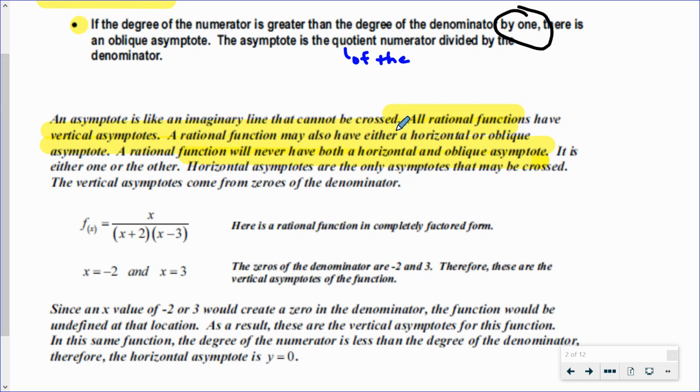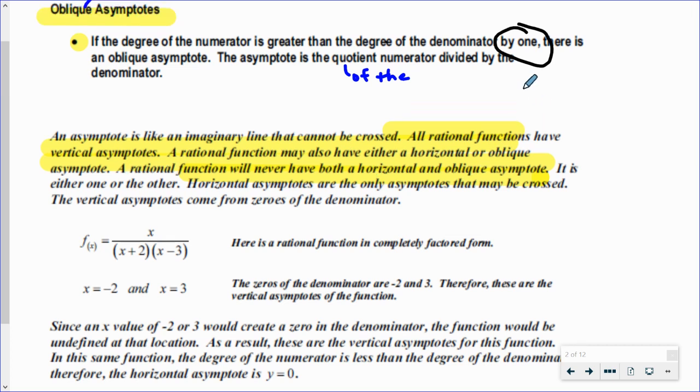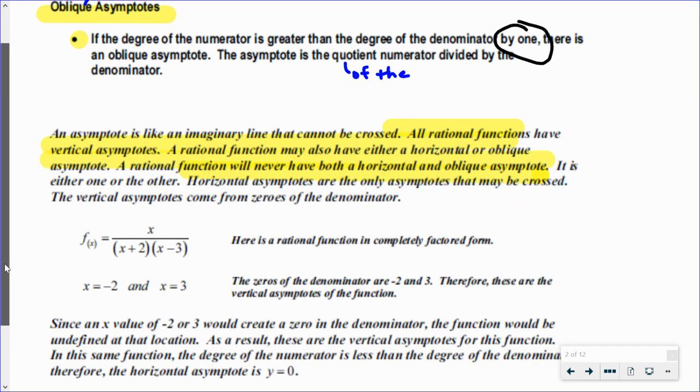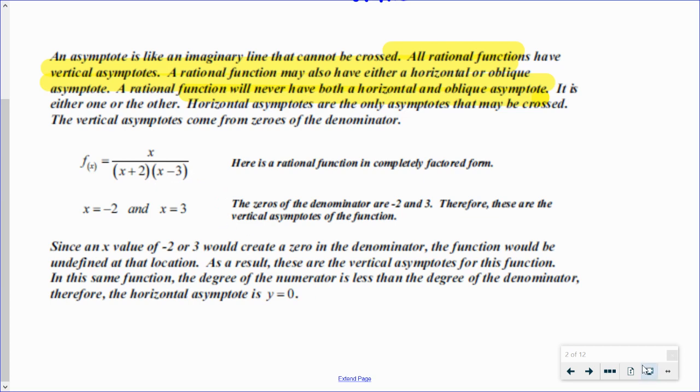Remember that an asymptote is an imaginary line that cannot be crossed. All rational functions have vertical asymptotes, and a rational function may also have a horizontal or an oblique asymptote, but it never has both, because if the degree of the numerator is greater by 1, it's oblique. If it's greater by more than 1, then there's no horizontal asymptote. And if the degrees are equal or the denominator is greater than the numerator, then we have our horizontal asymptote situations. Okay, so we're going to take a look at several examples in our next video.